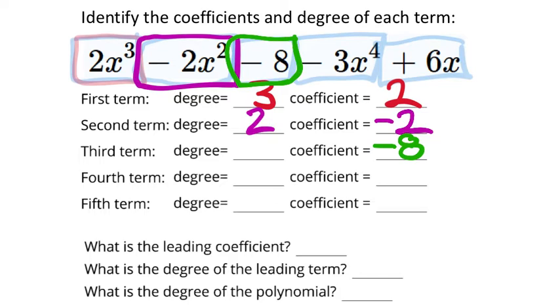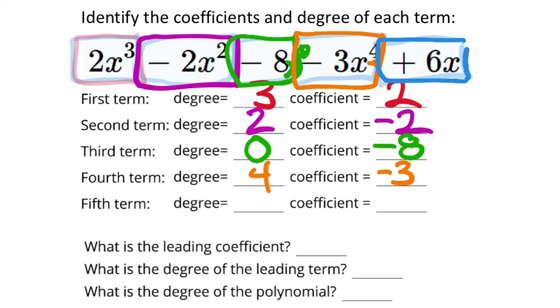It is, you just can't see it, okay? It's being multiplied by x to the power of 0. That's what I meant there. So it actually does have a degree of 0 on this one because it's not showing the variable. Okay. The fourth term here, the exponent there is 4. So the degree is 4, and the coefficient, again, it's not just 3, it's negative 3 right there.